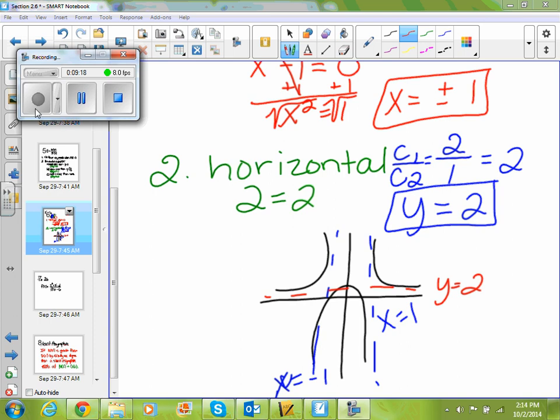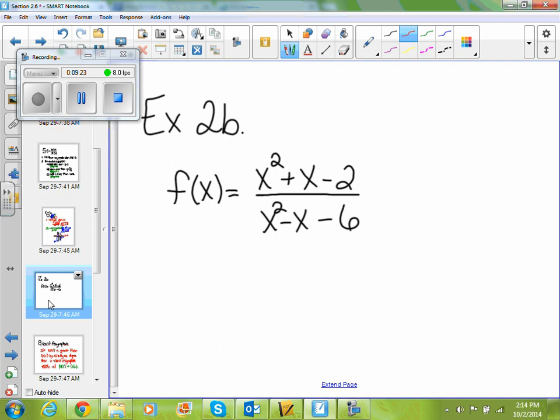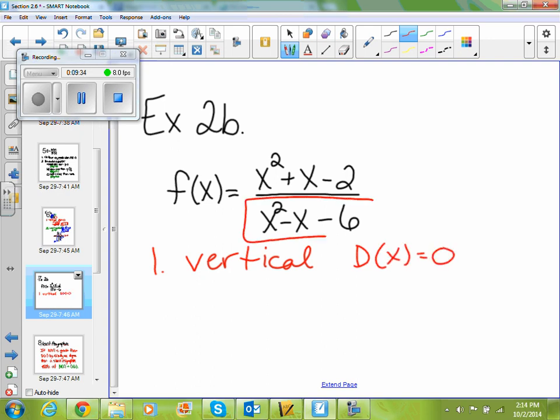Alright, so let's look at another one where we're going to find our vertical and our horizontal asymptotes. Okay? So if we remember number 1, to find our vertical asymptote, your vertical asymptote is where your denominator is equal to 0. Okay, so x squared minus x minus 6 is our denominator. So our vertical asymptote is going to be where x squared minus x minus 6 is equal to 0.